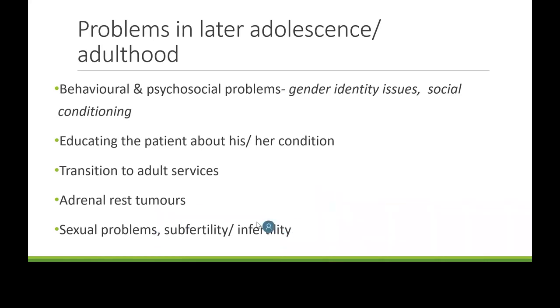This applies to the girls, and also the boys with 3-beta. They will not have spontaneous puberty, so we need to supplement them with testosterone because they are unable to produce testosterone in the 3-beta subtype.